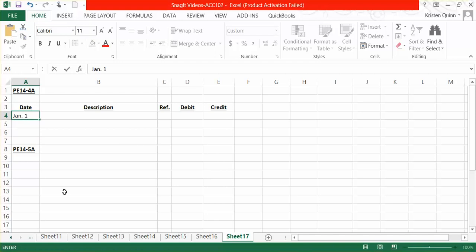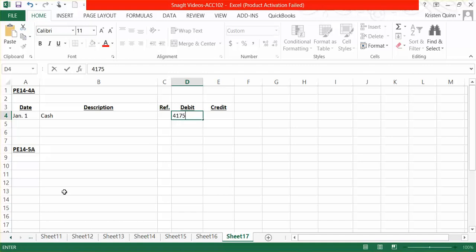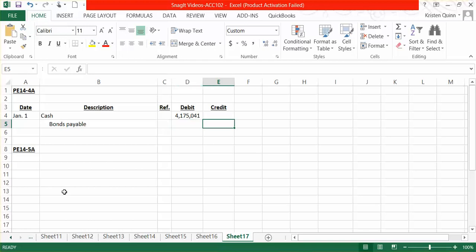So on January 1st, we're going to issue the bond. We're issuing the bond for a loan of cash. And they told us that we issued the bond and in return received $4,175,041. Our bonds payable, our liability, always has to be recorded at the face value of the bond. And the face value of the bond was $4 million. Your bonds payable account can never be recorded for more or less than the face value.